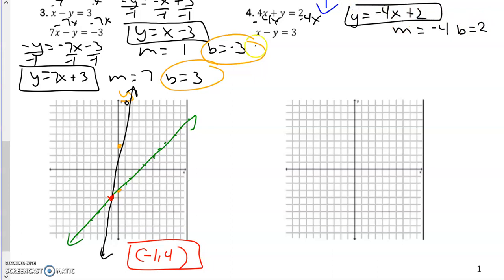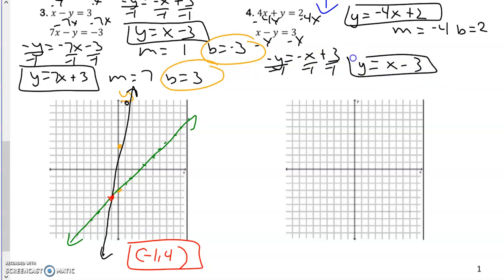On the next one, I'm going to subtract x. I get -y equals -x plus 3. Cannot have a -y, so y equals x minus 3, and m equals 1, and b equals -3.